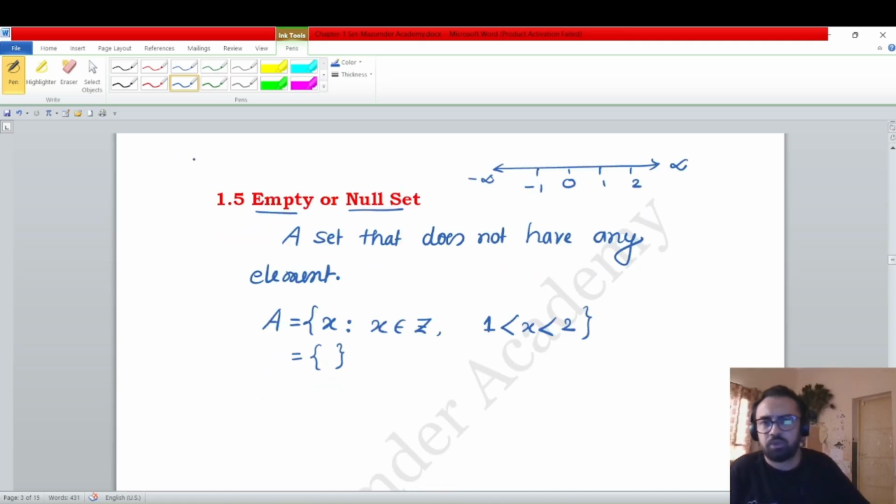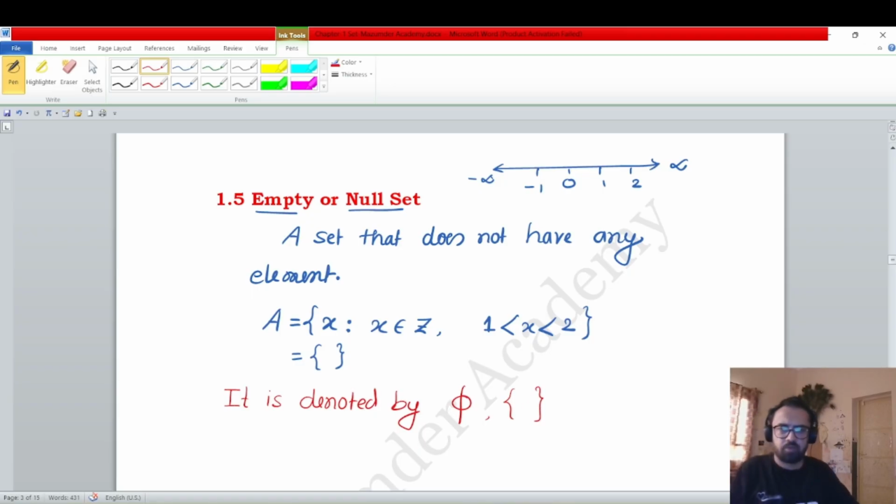Now the empty set is denoted by phi, or by blank curly braces. So you can use either one as a notation of the empty set.